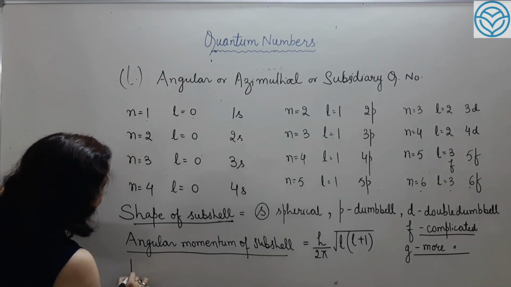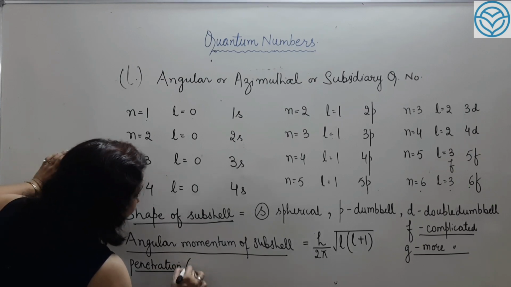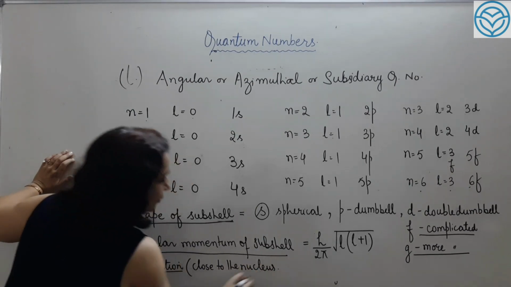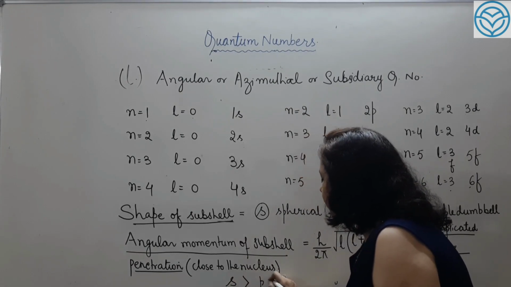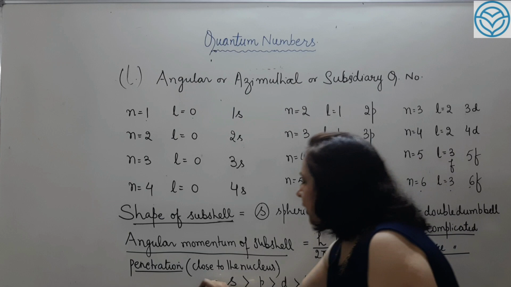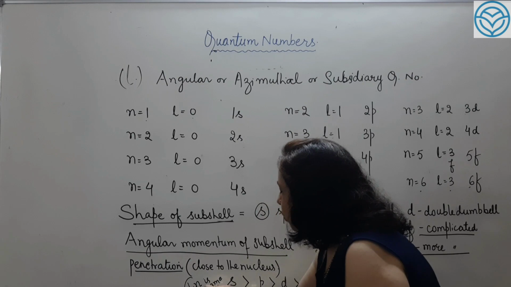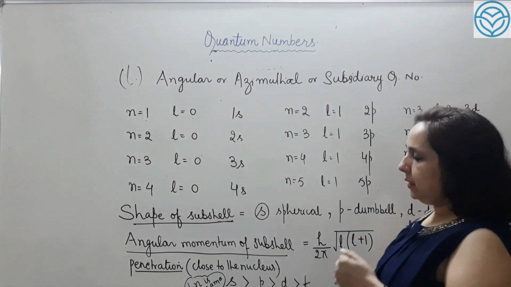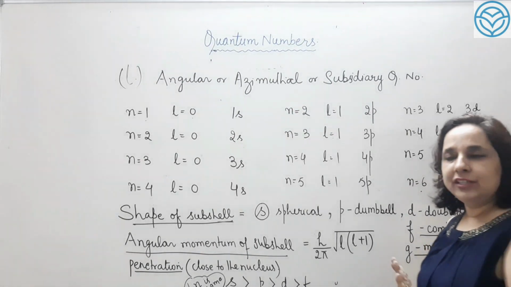Other than this, we have a term called penetration. Penetration means close to the nucleus. When I say close to the nucleus, S is always closer than P, then D, then F, if N is the same. For the same value of N, S is always more penetrated than P, then D, then F. It means S is close to the nucleus, then P, then D, then F. The subshells are not at the same level, they are at different levels of energy.